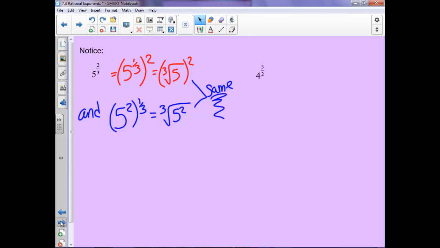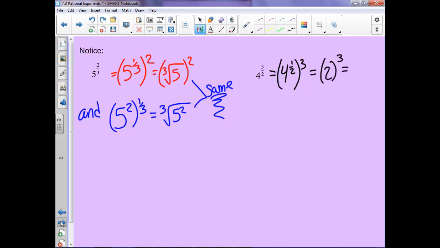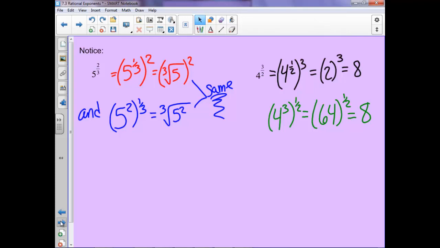So on this side, doing the same idea, we can write this as 4 to the 1/2 cubed. Well, 4 to the 1/2 is the square root of 4. Square root of 4 is 2. 2 cubed is 8. Or we could have written it as 4 cubed to the 1/2. 4 cubed is 64. And we still have to the half, which means the square root, which is 8. So it doesn't matter which way you do first. Typically it's easier to do the roots first, but that doesn't always work.